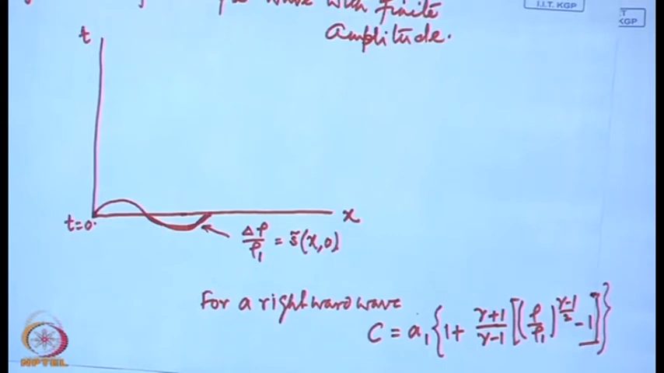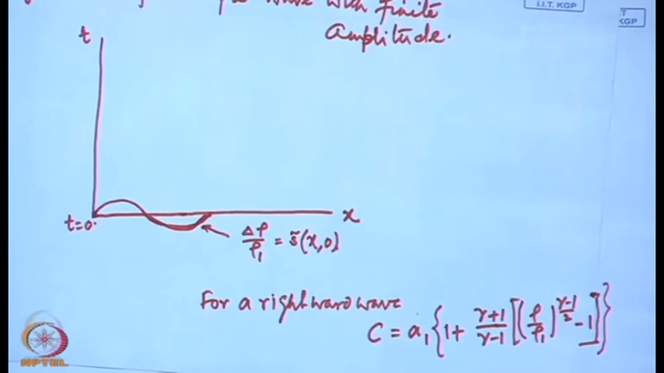Now, let us see what will happen to this wave as time passes. What you see is that at the region where rho is greater than rho 1, C is higher than A 1, and where rho is less than rho 1, C is smaller than A 1.